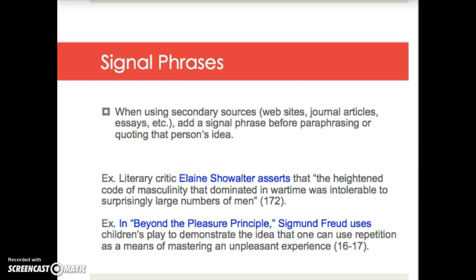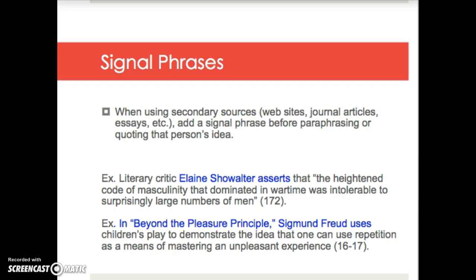Another very useful tip is to use signal phrases. And signal phrases are just statements that announce whose idea it is, or who is the speaker, and a little bit about that person. So there are lots of different verbs that you can use in your signal phrase. But here are some examples of using a signal phrase to show that you've done some research on your topic and then you want to cite a secondary source.